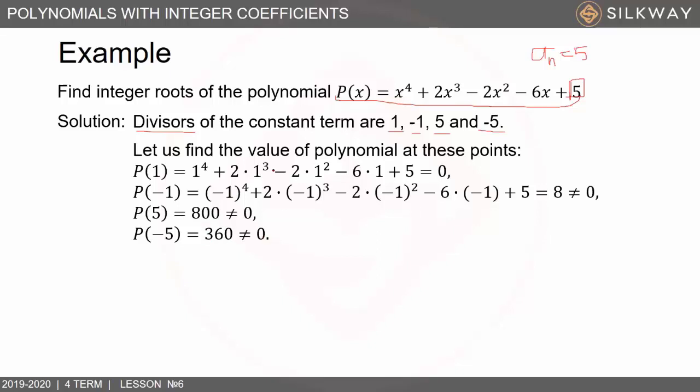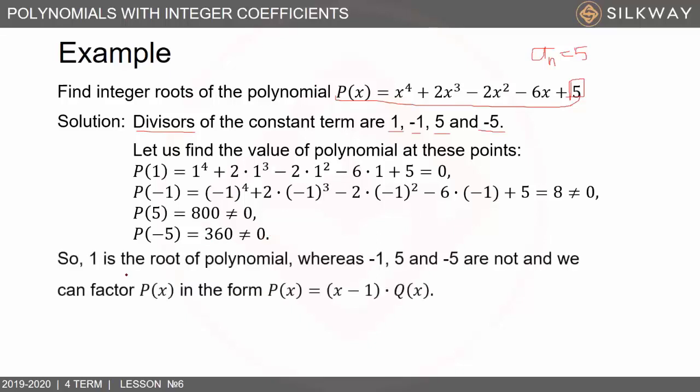From this expression, we can say 1 is the root of the polynomial, whereas minus 1, 5, and minus 5 are not. And we can factor the polynomial in the form p of x is equal to x minus 1 multiplied by q of x. Here our k is equal to 1.